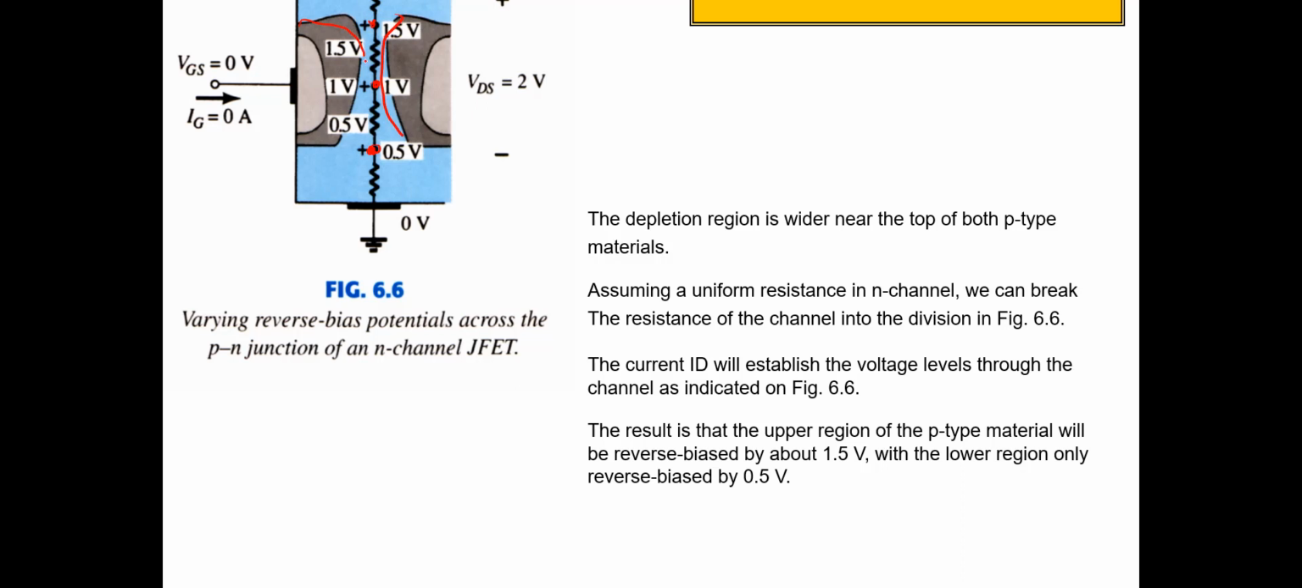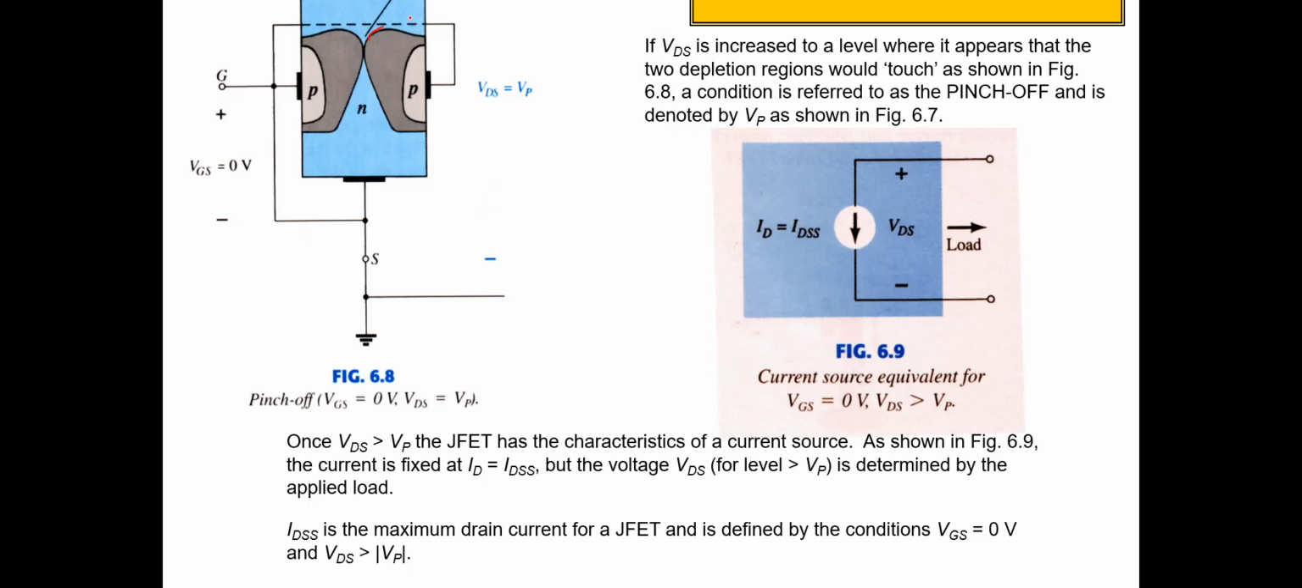If the depletion region on the left side and on the right side meet in the middle of the structure, it's called pinch off. When pinch off happens, the current is in the saturation region, and the saturation region is like this.